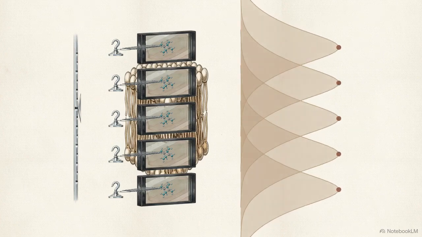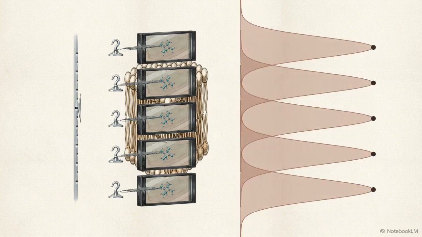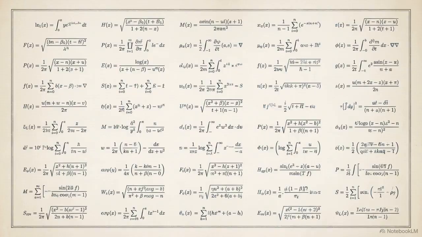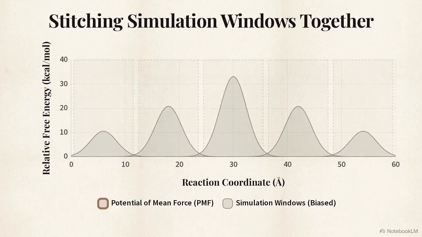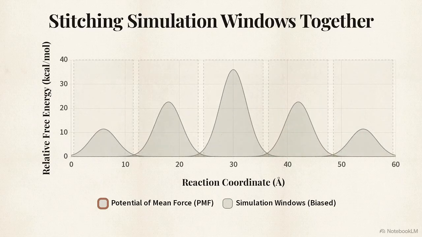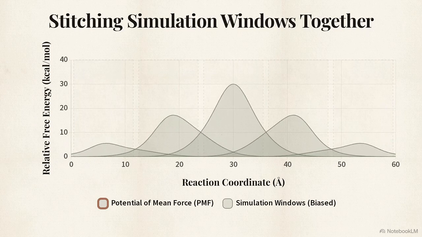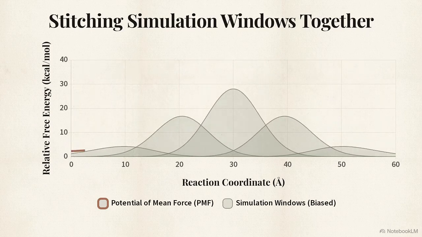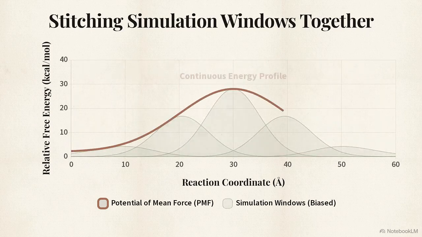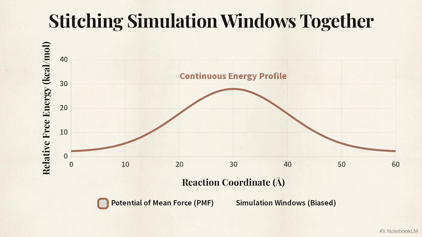But these distributions are flawed. They are artificially compressed by the virtual springs holding the molecule in place. To solve this bias, we use a mathematical translator called the Weighted Histogram Analysis Method, or WHAM. WHAM analyzes the overlapping sections between the windows and systematically strips away the influence of the virtual springs. This vital post-processing step stitches dozens of disconnected artificial simulations into one mathematically pure, continuous dataset.